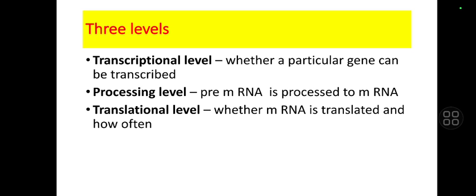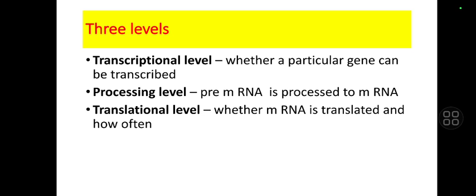In the first level, that is transcriptional level control, it is a mechanism which determines whether a particular gene can be transcribed or not. So whether a gene will be transcribed into an mRNA or not is determined in transcriptional level control.